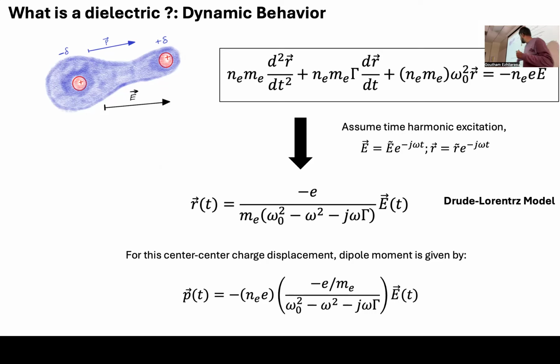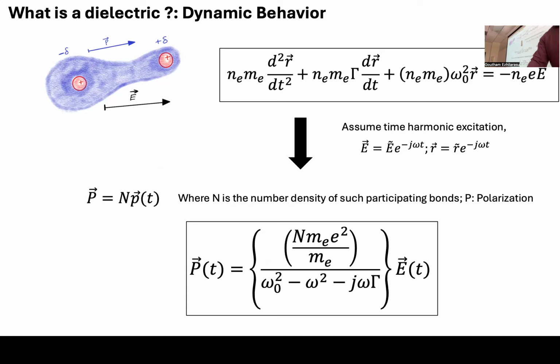So this is a dipole moment per bond, right? And now you need to go from the per-bond case to the bulk case. Imagine this is for one bond, but you had many such bonds per unit volume. Let's say capital N is the number density of bonds, which is the number of bonds per unit volume. Then the polarization is defined as the total dipole moment per unit volume. So you multiply the dipole moment of one bond times the number density of bonds to get the polarization. So this is the formula for the polarization. So far, so good.